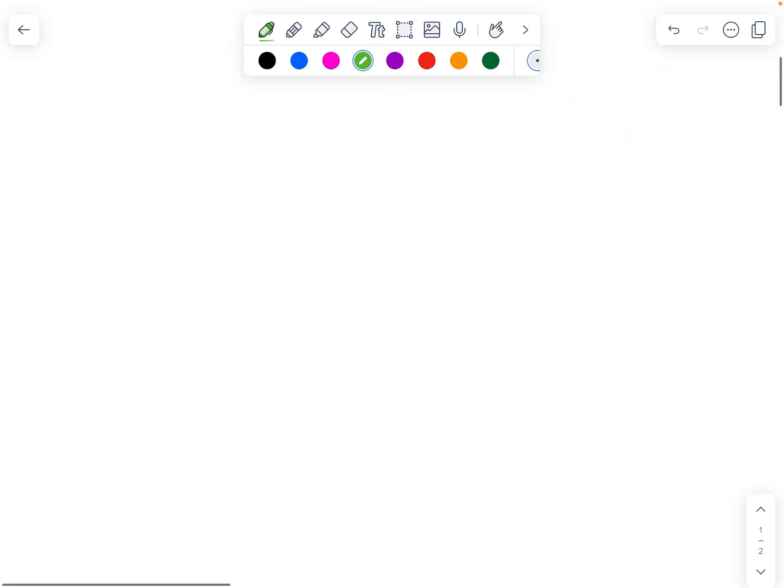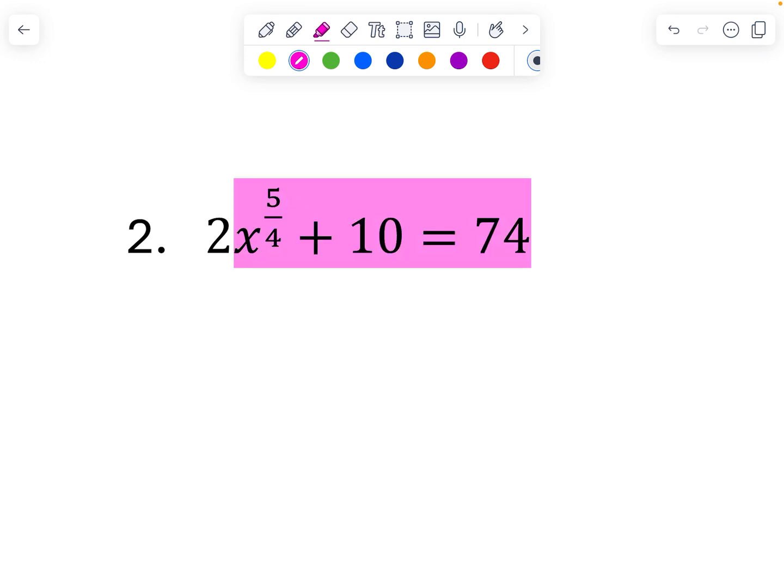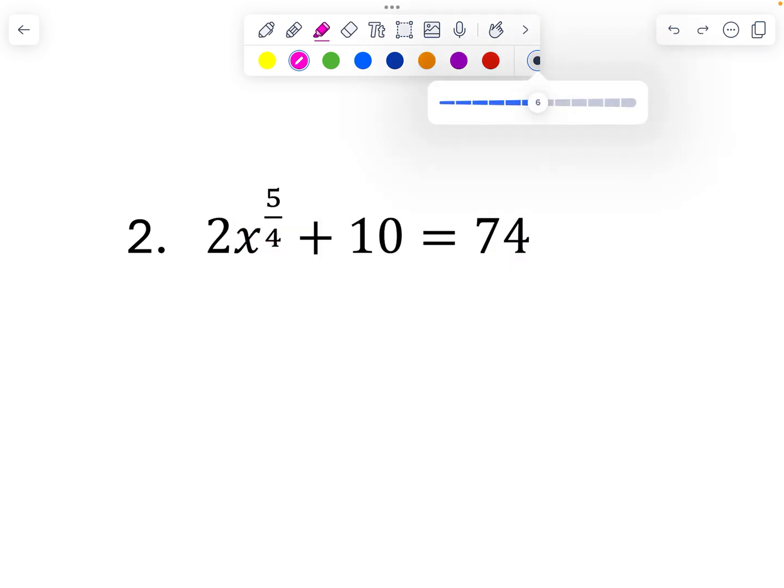Okay, so if we look at number 2. Again, my suggestion is, the very first thing is you should look to see where the variable x is and how many x's you have. And x is only appearing once. X is right there. So our goal is to get x to the first power equals blank. That's our goal. So we're going to move the 10.